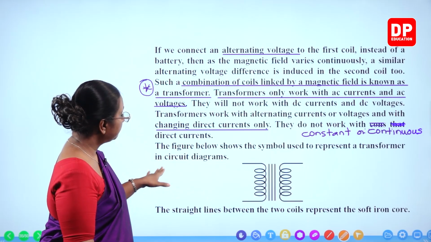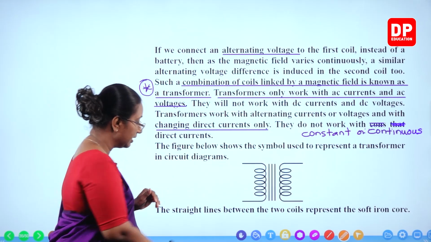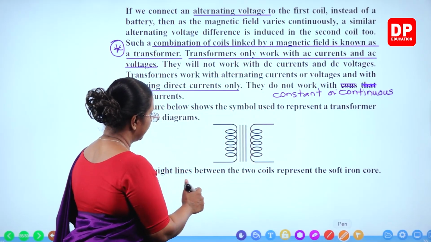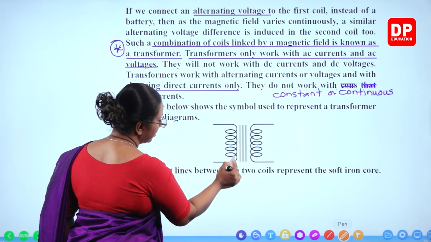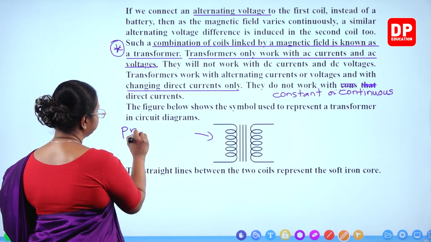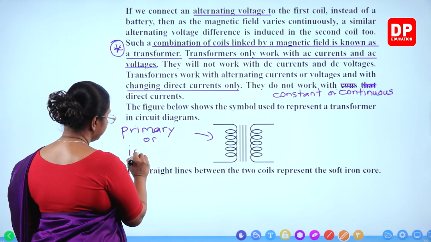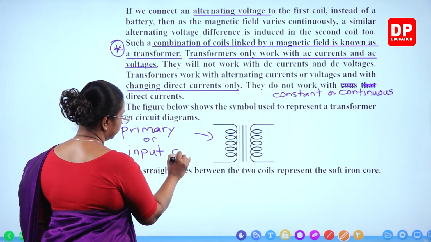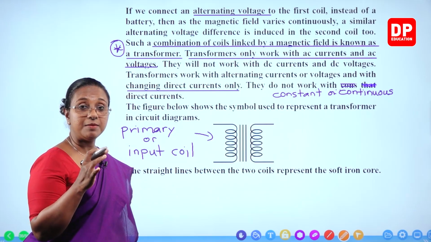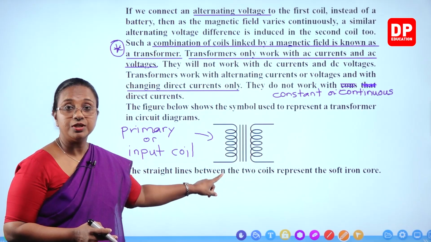So then, the figure below shows the symbol used to represent a transformer in the circuit diagrams. So here you can see this is the symbol. Now here you can see initially you see a coil. So this is to represent the primary or input coil. The first coil in the activity where you connect the switch and the battery. So here only you supply the input voltage or the input current.